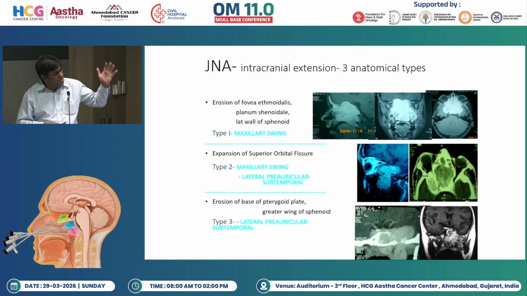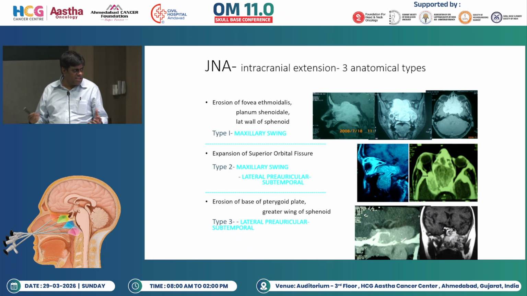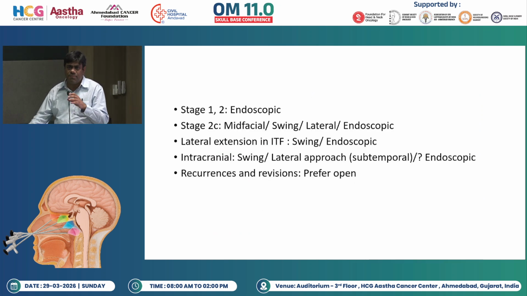So, summarizing the intracranial extensions, type 1, you can access with maxillary swing or midfacial degloving. If it's expansion of the superior orbital fissure, you can employ the lateral preauricular or maxillary swing. And for this type of extension, what we have shown is that if they are too lateral, it's better in our experience to use the preauricular subtemporal approach. So that's the summary of my talk.